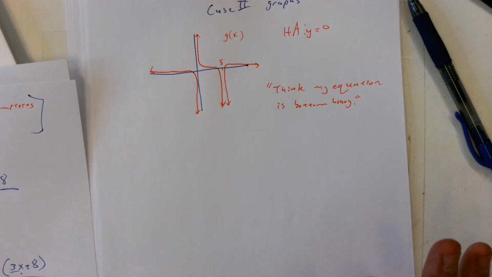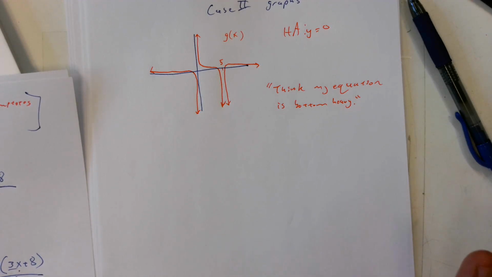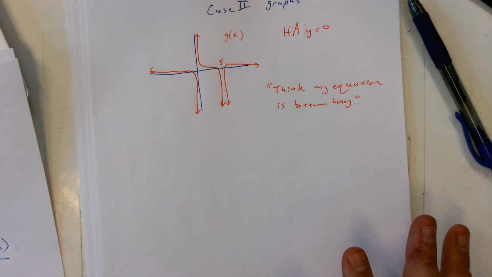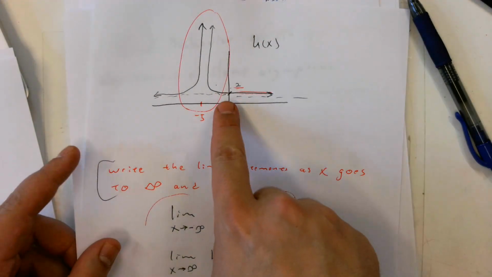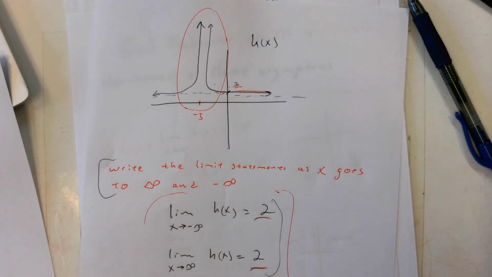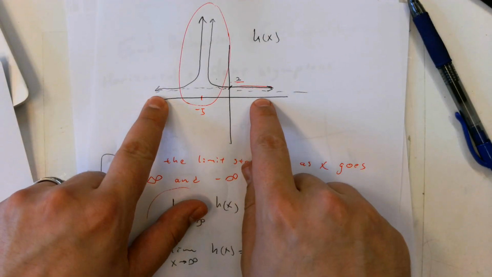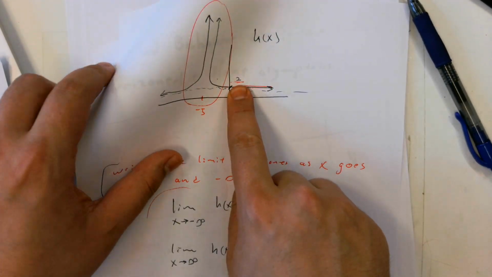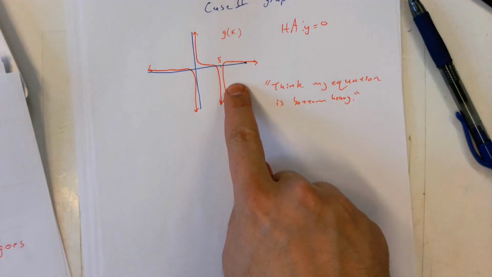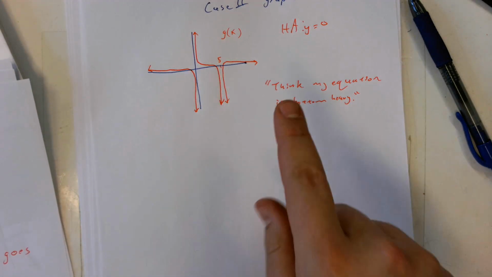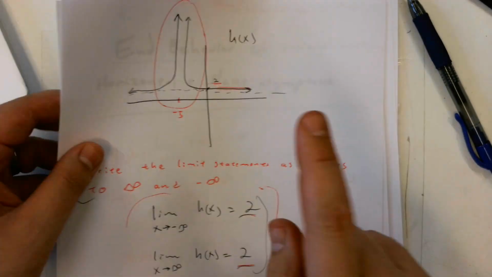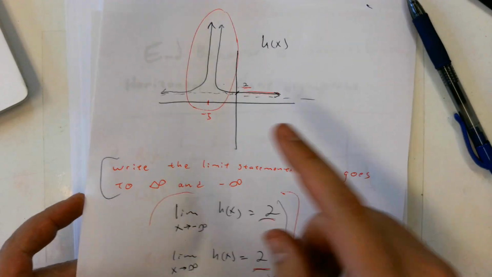These case 1 and case 2 are by far the most important. Keep in mind how graphs look. Horizontal asymptotes and slant asymptotes are all about end behavior. So just what are the ends doing? We're going to 2 in this one. We're going to 0. We're hugging the x-axis. Think my equation is bottom heavy. Think that my equation is even. Those are the two biggest things.